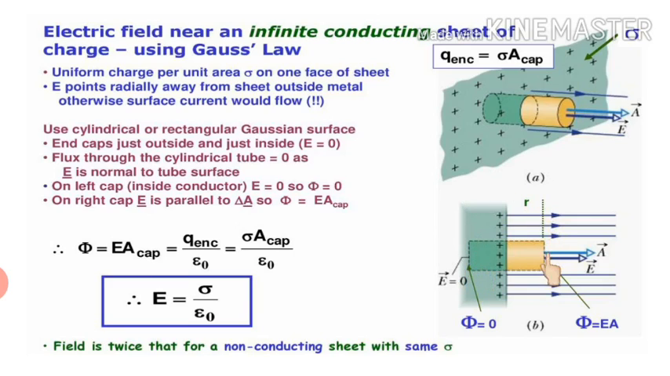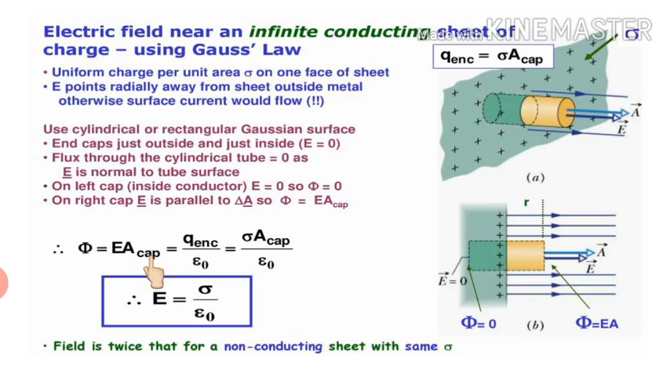Now if we talk about this right cap, the area vector will be in this direction. Electric field is also in this direction. It means theta is equal to 0. Cos 0 will give you what? 1. So the flux for the right cap will be given by EA. And according to Gauss law, we can write that flux is equal to q upon epsilon naught.